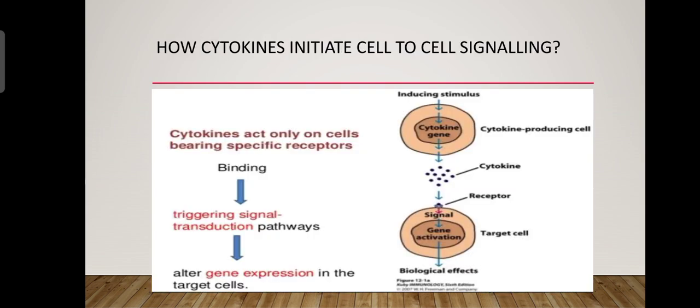Now let's see how cytokines initiate cell-to-cell signaling, or how they transmit signals from one cell to another. In this diagram, we can clearly see that the cytokine producing cell, when stimulated, releases the cytokine, which then gets attached to the membrane of a target cell, which then activates the target cell for gene expression, which will then have some biological effects.